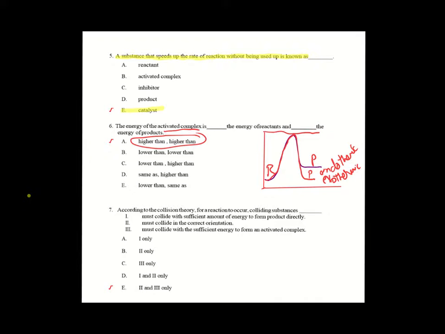This question: according to the collision theory, for a reaction to occur, the colliding substances must collide with a sufficient amount of energy to form the product directly. This is correct. They should have enough kinetic energy to react. Secondly, the reacting molecules should be in the correct orientation. So the answer will be 1 and 2 only. We didn't put 3, must collide with sufficient energy to form an activated complex. This is not necessary.